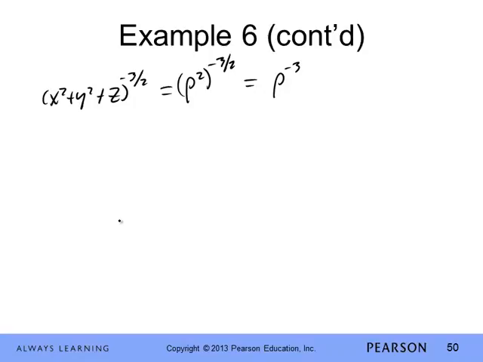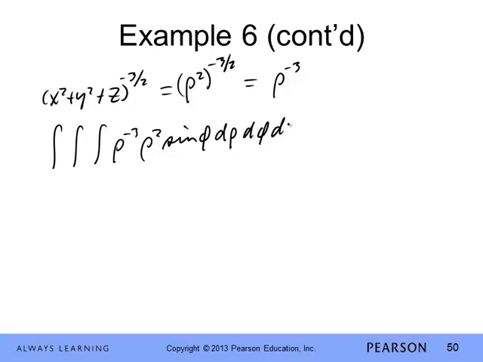So then we're going to integrate that function, rho to the negative 3 power. And don't forget, you have your rho squared sine phi d rho d phi d theta as your dV element. This whole thing right here is your dV element. Now, rho for this example went from 1 to 2. Phi went from 0 to pi over 2, and theta went from 0 to pi over 2.